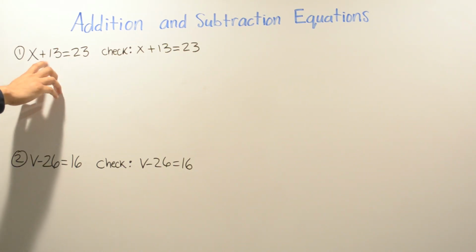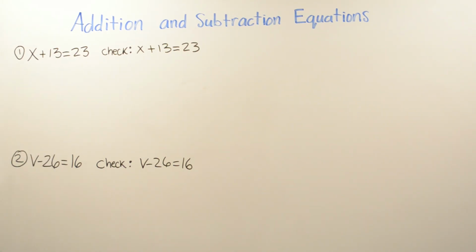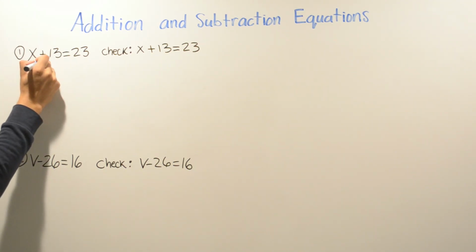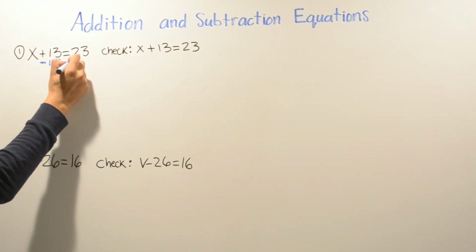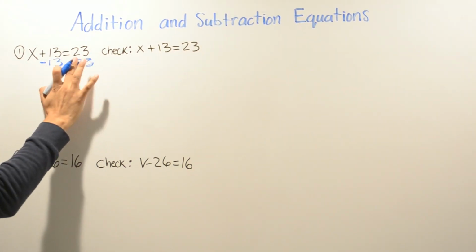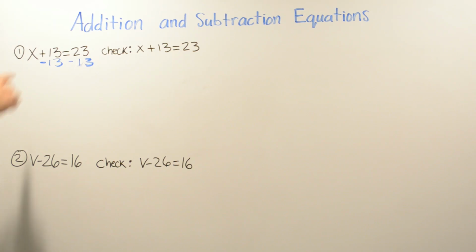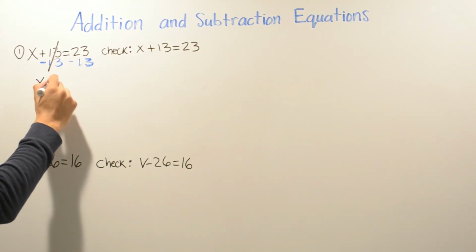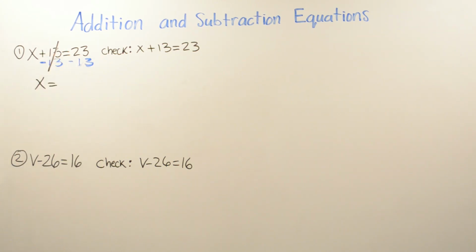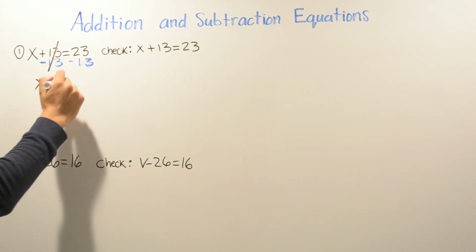So to get rid of positive 13, you always have to do the opposite. The opposite of positive 13 is going to be negative 13. So whatever you do on one side of the equal sign, you have to do it on the other side of the equal sign. Okay, so you have a positive 13 and negative 13, so you know right away you're going to cancel that. So this is going to get canceled, and it's going to leave x by itself. So now you're going to have x equals, and now you have 23 minus 13, which is going to give you 10.